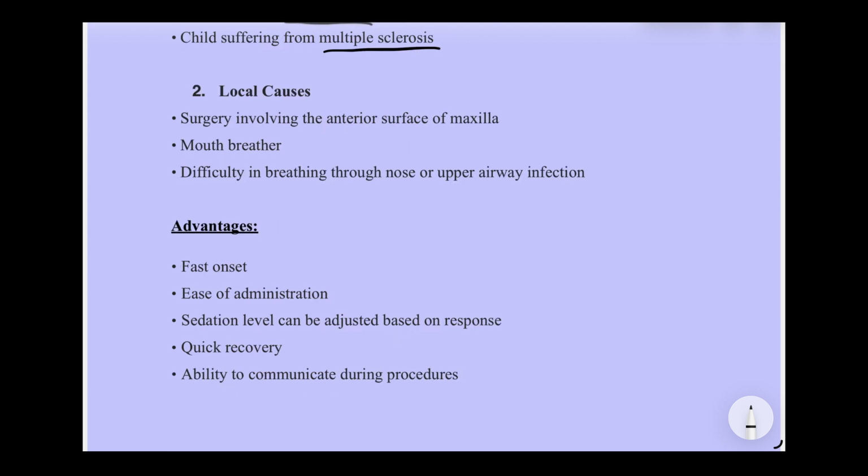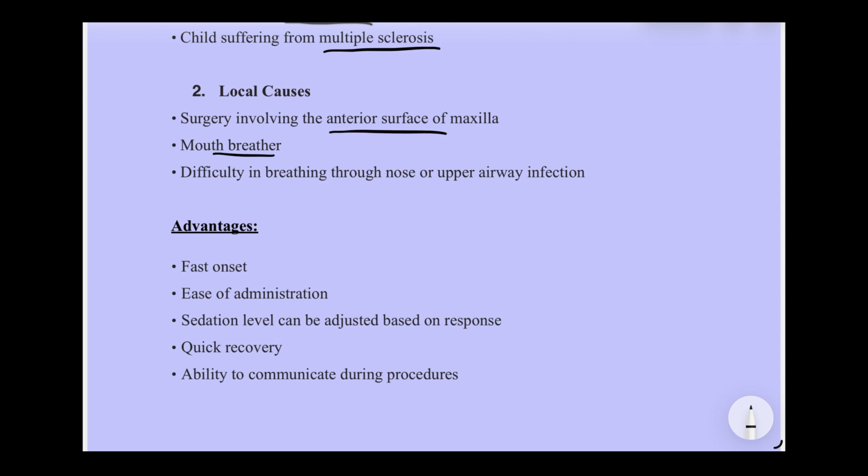Local causes. Surgery involving the anterior surface of the maxilla. Nitrous oxide sedation requires a nasal hood to rest on the upper lip throughout the dental procedure. If any surgery has to be carried out on the anterior surface of the maxilla, it becomes difficult to retract the upper lip for surgical access. Mouth breather.